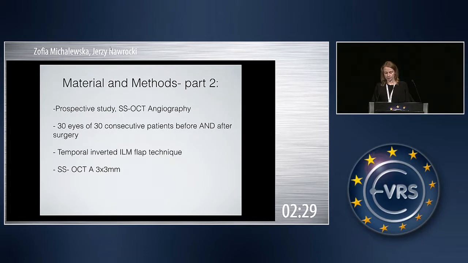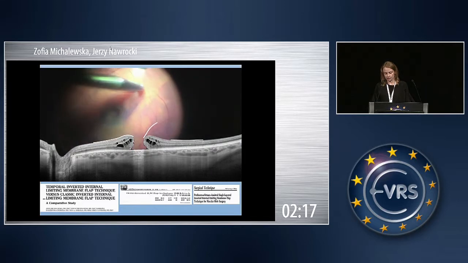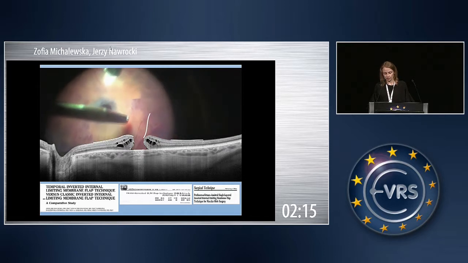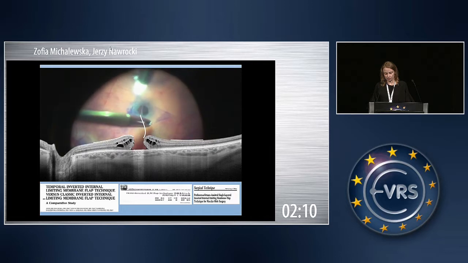In the second part of this study, I would like to talk to you about 30 patients examined prospectively both before and after surgery with OCT angiography. In all patients, we performed the temporal ILM flap technique. You are, I hope, familiar with that. We peeled in this technique the ILM only from the temporal side of the macula.